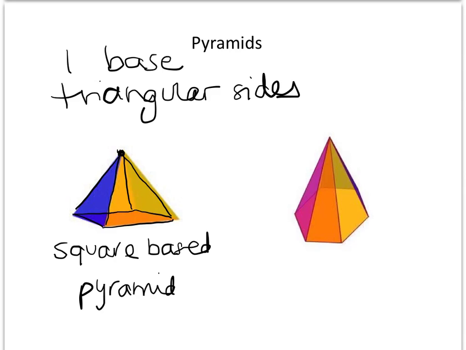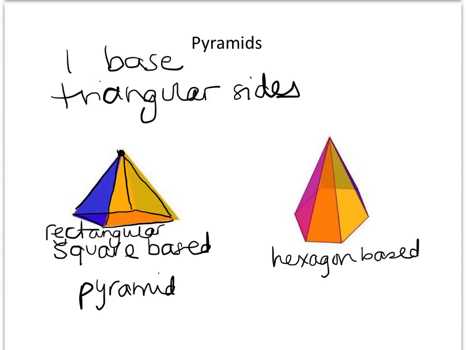And actually, I'm not quite sure if that's a square or a rectangle, so it may be a rectangular-based pyramid, actually, because we're not quite sure that all the sides there are equal. And in this one here, we would have a hexagon-based pyramid. So whenever we're naming pyramids and prisms, we're always looking at the shape of the base or ends to give it the name, and then we stick pyramid or prism on at the end.